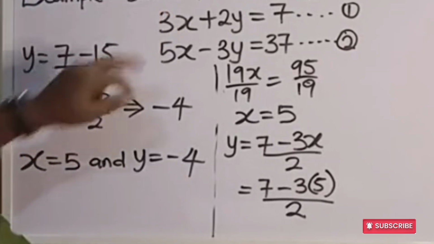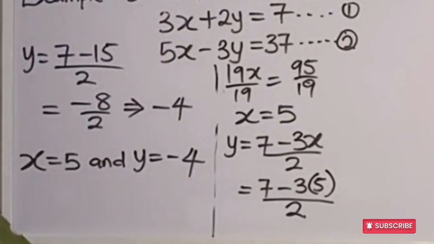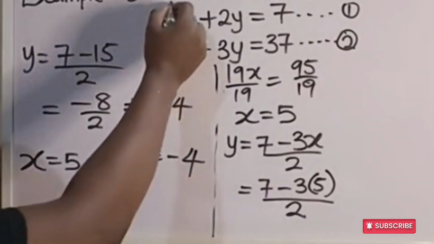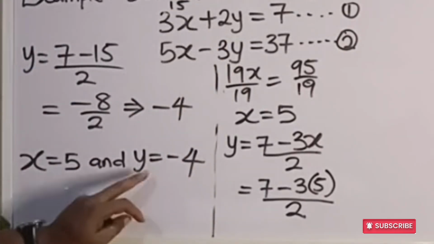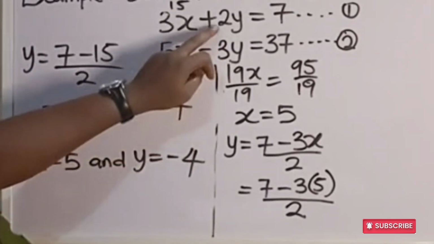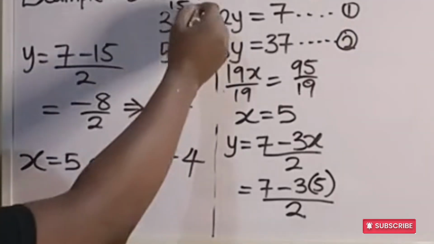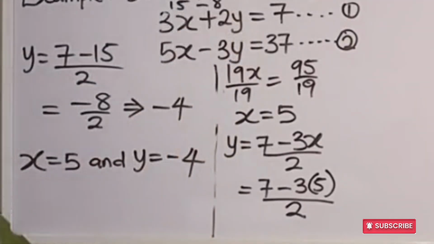X is equal to 5. 5 times 3 gives us 15. So we have 15 here. Y is equal to minus 4. Minus 4 multiplied by 2 gives you minus 8. So 15 minus 8 gives us 7. So that shows that our answer is correct for equation 1.